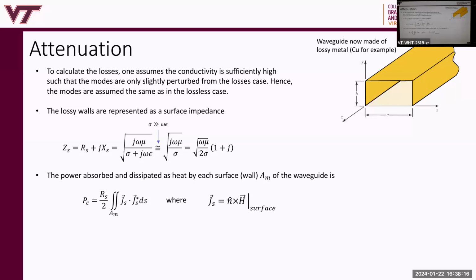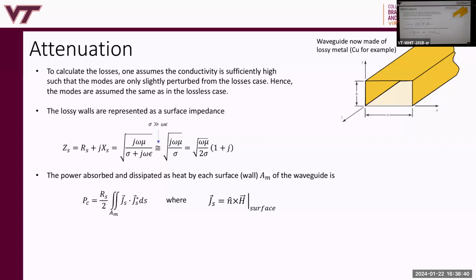All right, let's look at attenuation now. We calculated modes in lossless waveguides that were infinite, filled with a lossless medium of epsilon and mu, and the walls were PEC. But now we're going to start adding losses, where things start to get fun, and we'll do some simulations at the end of this lecture in order to validate all of these equations that we're deriving.